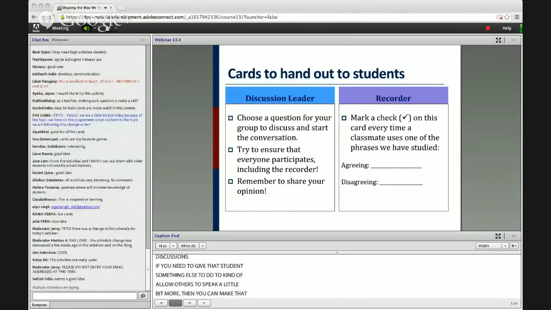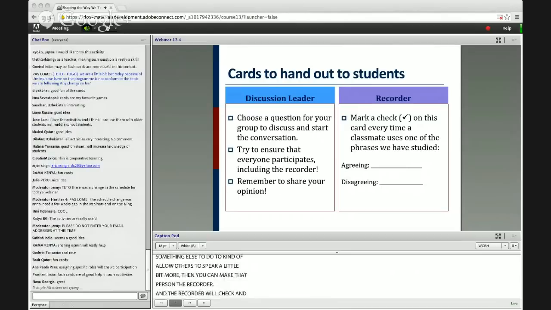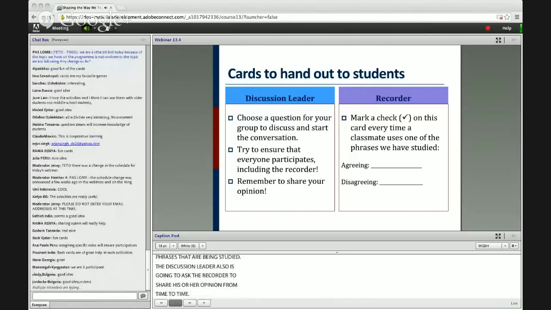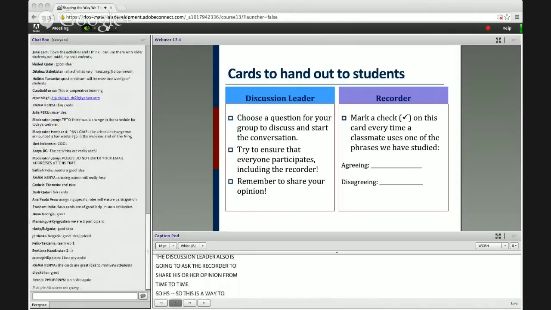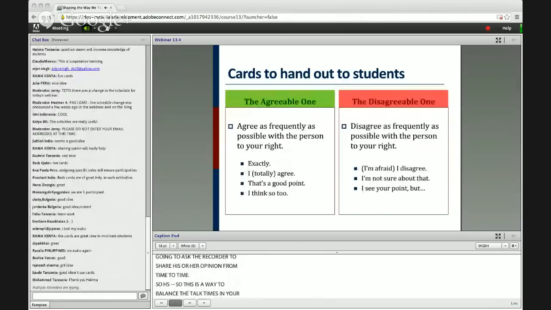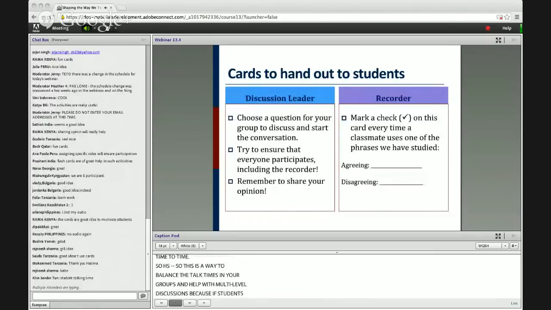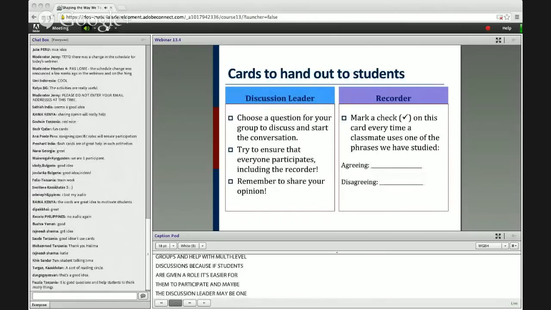And the recorder will check and create a tally of the number of times the classmates use the phrases that are being studied. But the discussion leader also is going to be asking the recorder to share his or her opinion from time to time. So this is a way to balance the talk time in your groups and to help with multi-level discussions, because if the students are given a role, then it's a little bit easier for them to participate, and maybe the discussion leader might be one of the more advanced speakers in this group. This is good for multi-level classes.